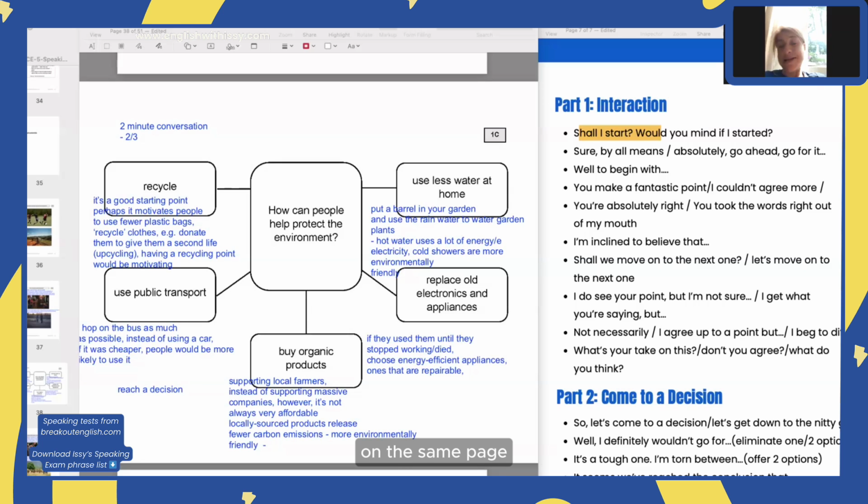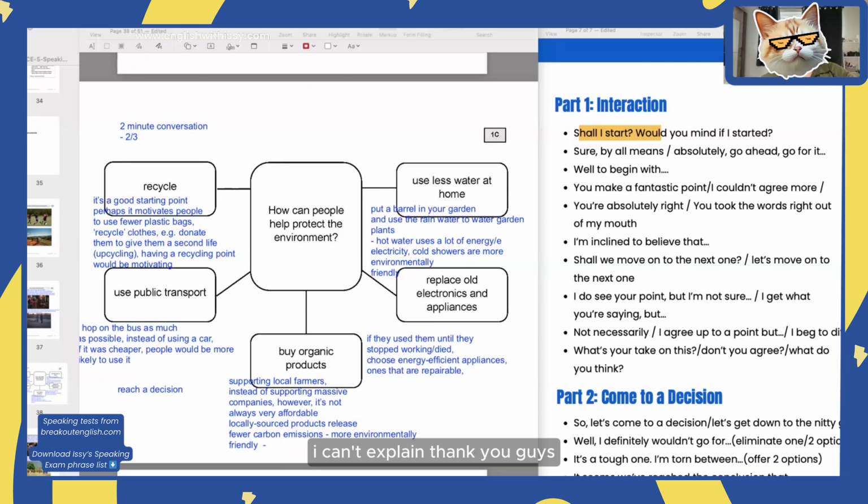I'm on the same page. And in my opinion, using public transport would be the best way to reduce carbon emissions, because here we have great public transport, and it's also more reliable than traveling by car. What's your point on that, Michaela? Right. I can't agree more.